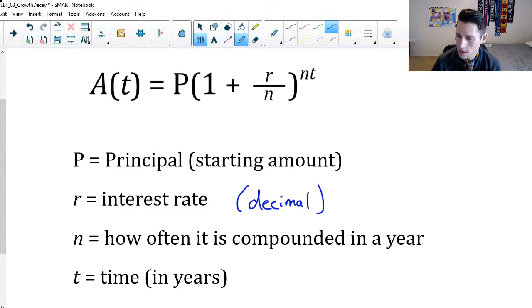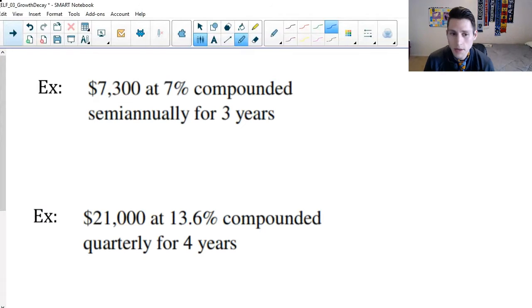So we'll just do a couple quick things with it. It's not too difficult to do. It's just a lot of plugging in numbers and then making sure we type it into our calculators correctly. So for example, let's calculate some compound interest. So let's say we start with $7,300 and it's compounded semi-annually at 7% for 3 years. All right, so a good idea for all of these problems is let's just write out the information we know and kind of label it.